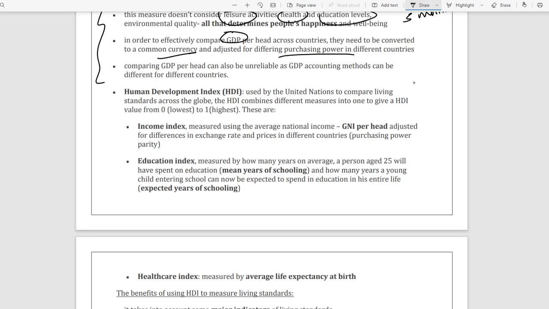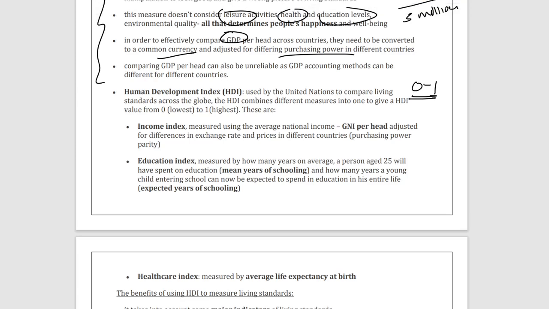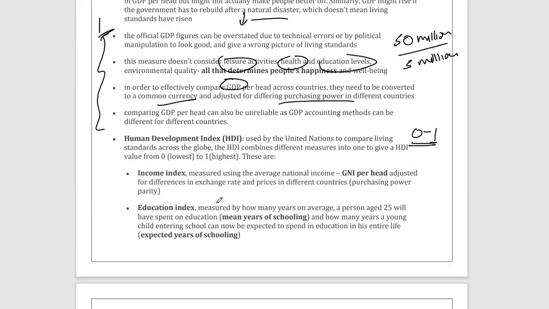Sorry, 0 to 1 is basically how they've classified each country. Simple method. 0 to 1, and then each country is classified according to their HDI. Now, when we're talking about HDI, we look at different measures.